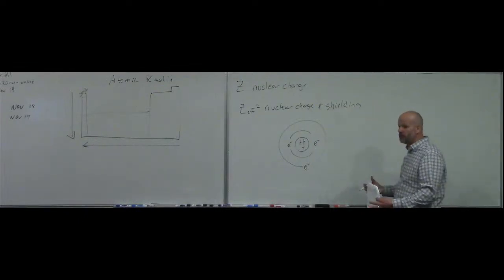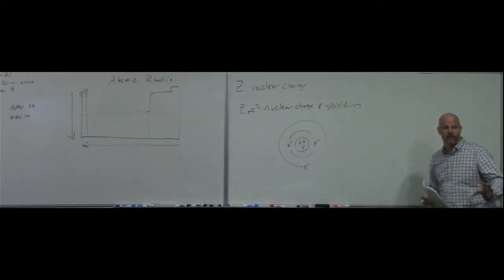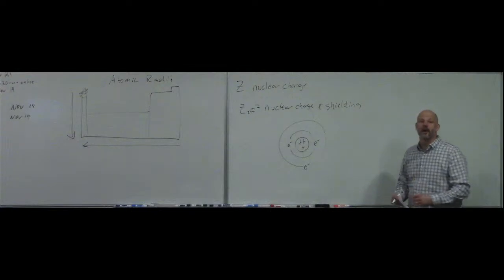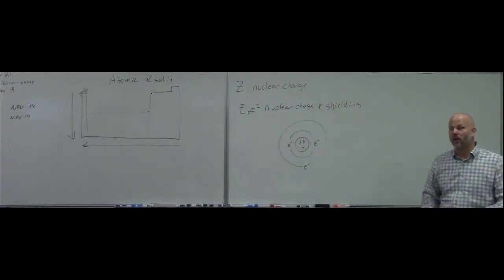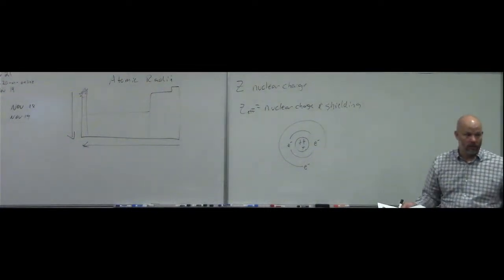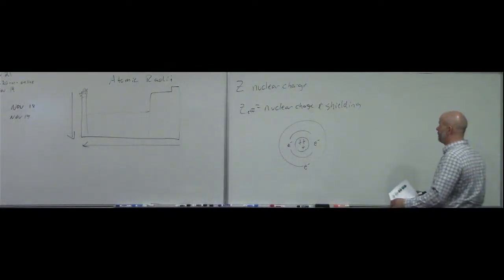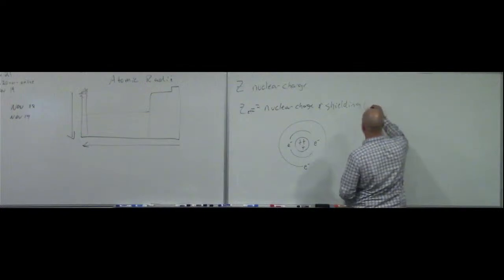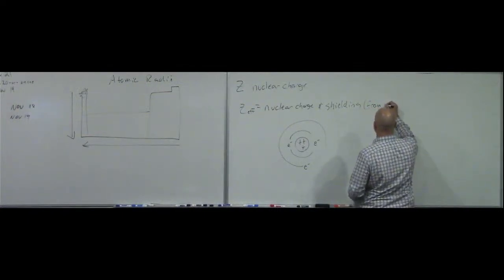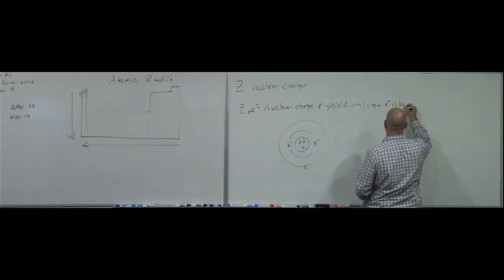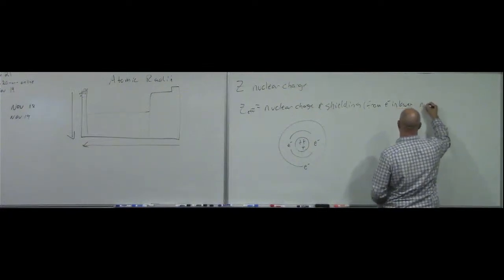Okay? So shielding is really referring not so much to other electrons in the same principal quantum number, but to electrons in lower principal quantum numbers. Okay? So I'm going to write that down: electrons in lower principal quantum numbers.